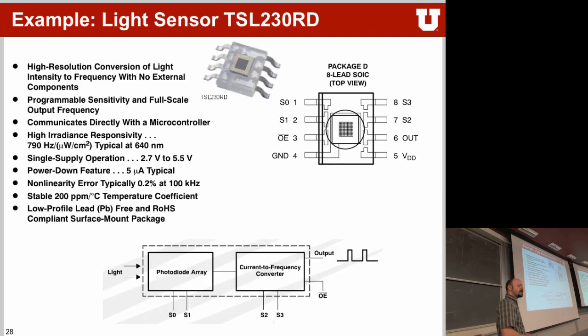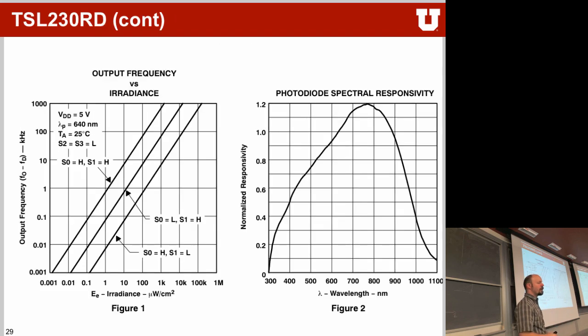Here's another sensor. This is a light sensor. In this case, this is a light to frequency sensor. If you go and look at the data sheet, you find something like this, where you have a photodiode array, a current to frequency converter inside, and it outputs a frequency. Plus, you get four different pins for different configurations. Going into the data sheet, we find graphs, which will tell us what frequency corresponds to what light intensity. So for example, in this case, you have the different S0 and S1 configurations, which will switch around this particular curve. And then you can look at the different irradiance and what the frequency will be in your system.